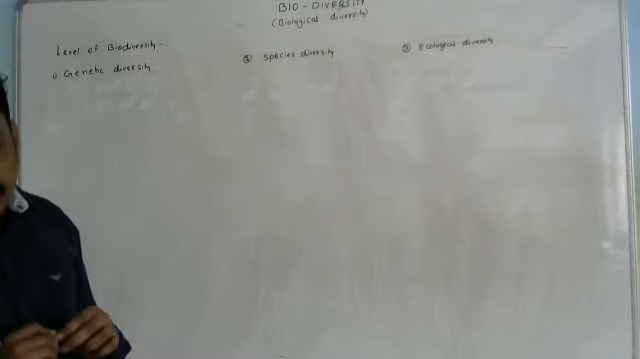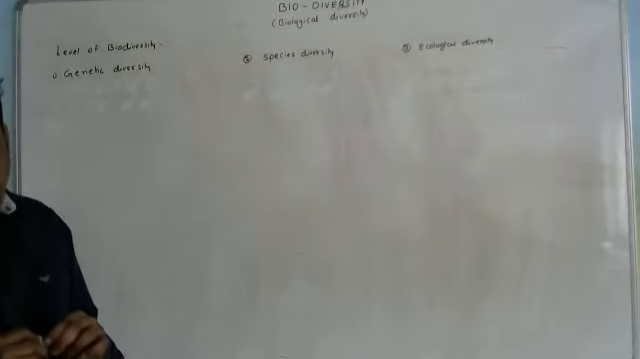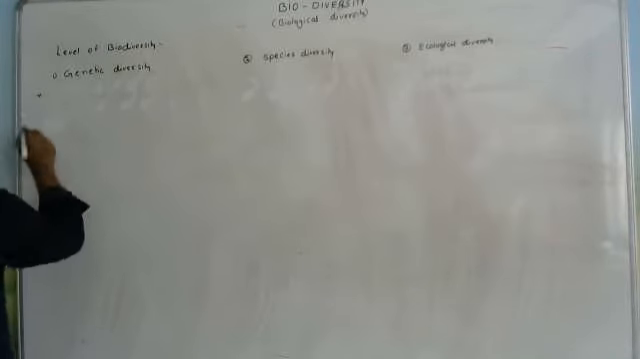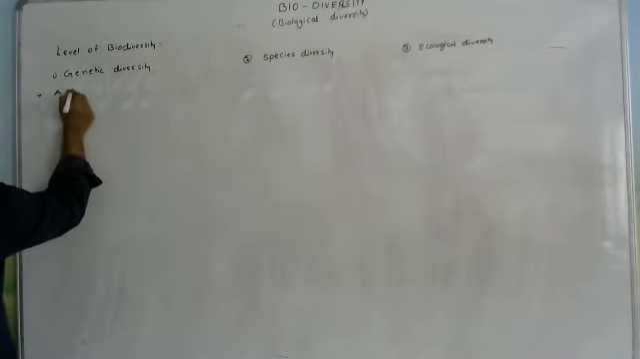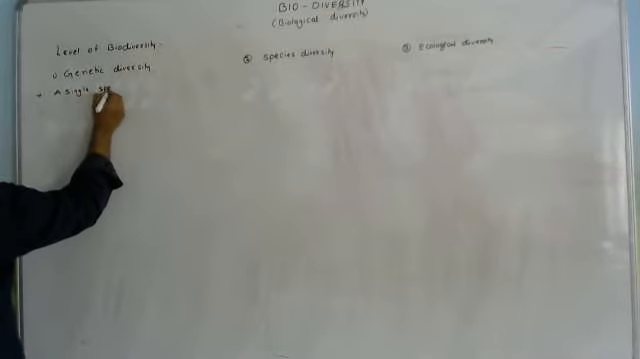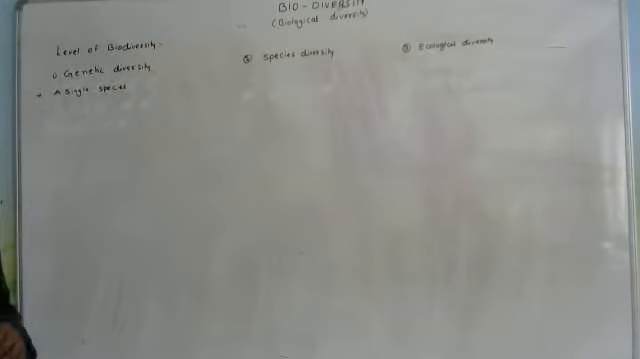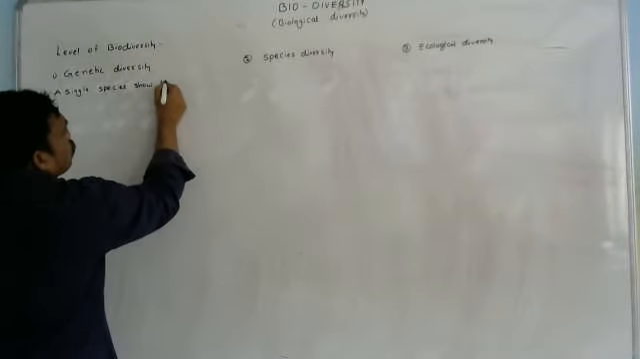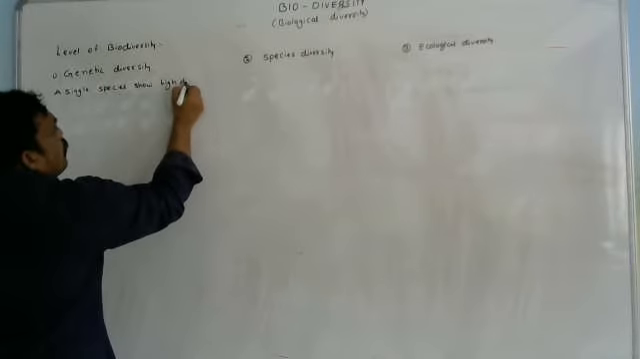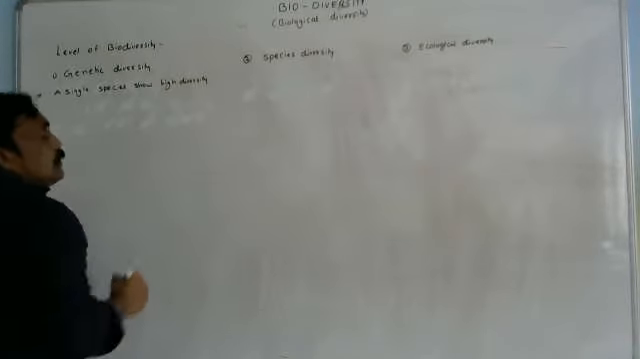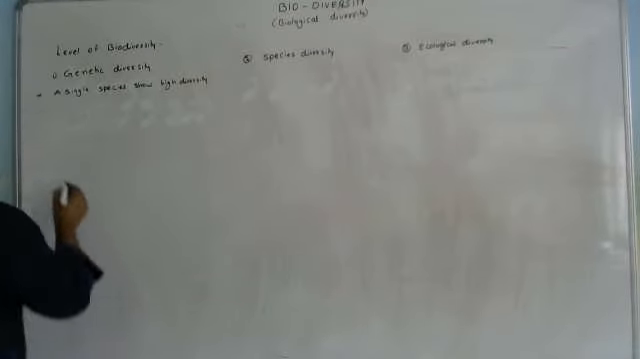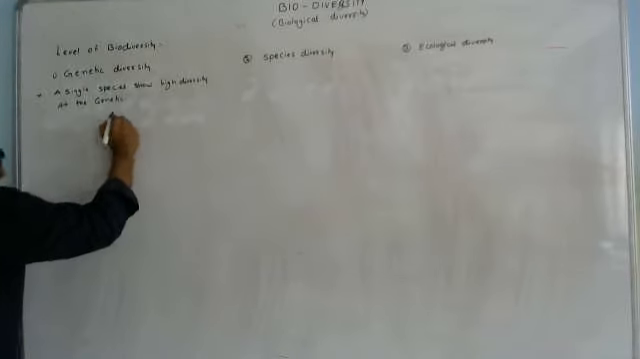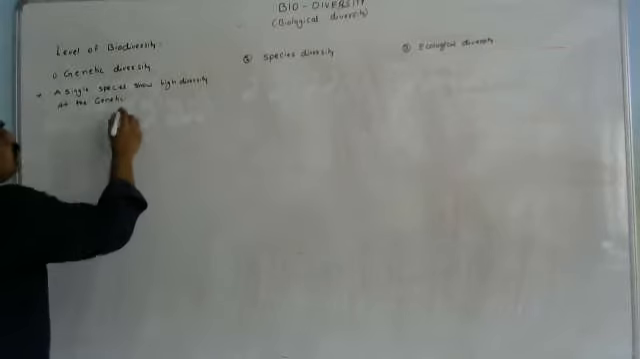What is genetic diversity? A single species shows high diversity at the genetic level. That is the definition. A single species is showing high diversity at the genetic level. Don't confuse this.